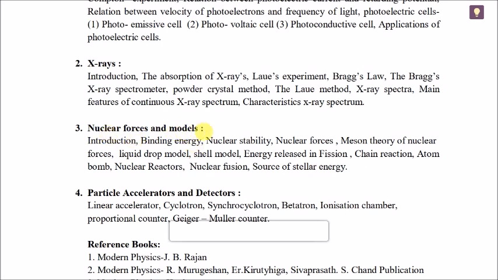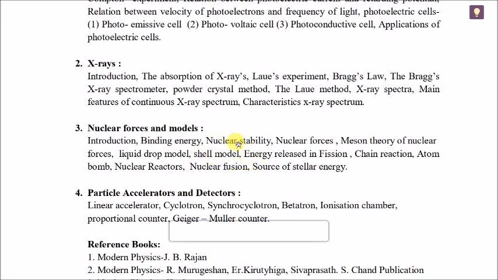The next part is the nuclear models. As there are different types of atomic models, we also have different types of nuclear models. So what are the nuclear models? First one, the liquid drop model, which considers the nucleus as acting like a liquid drop. Then the shell model, which considers the nucleus to be made up of different layers of material, that is, a shell type structure.